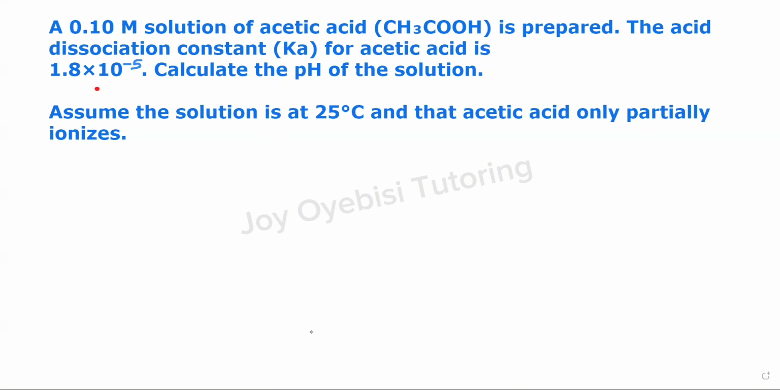So acetic acid is a weak acid, and when it comes to weak acids, you cannot calculate their pH directly with the concentration of that weak acid. That's because they do not dissociate completely, or they do not ionize completely. So to start, we're going to write out the dissociation equation.